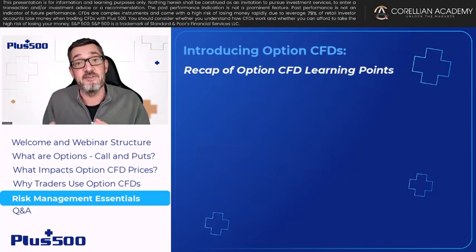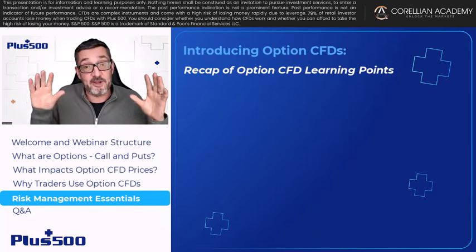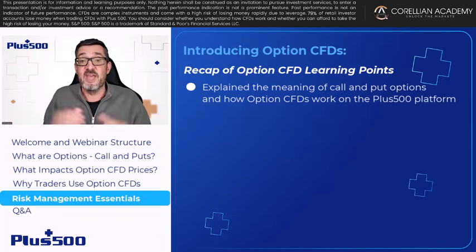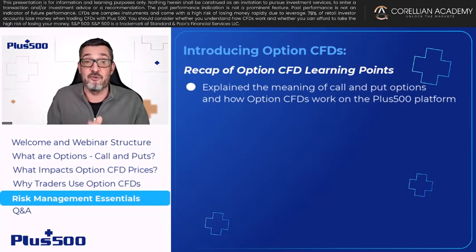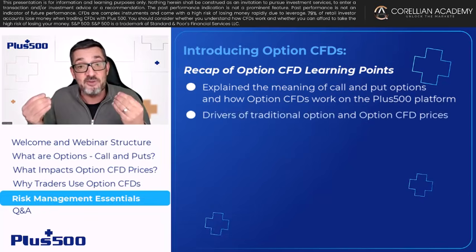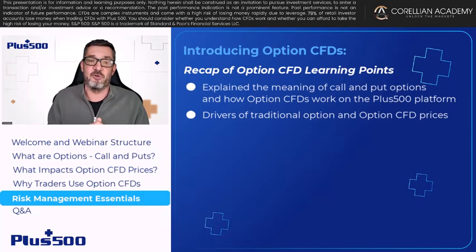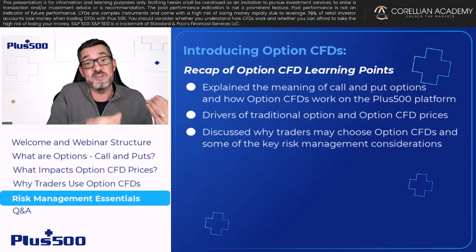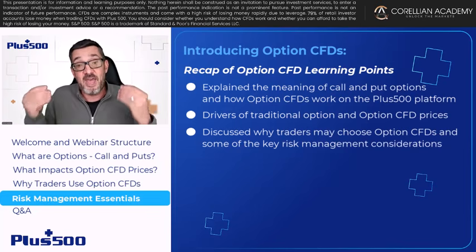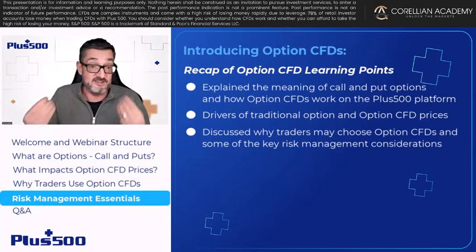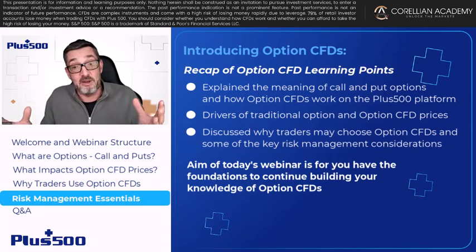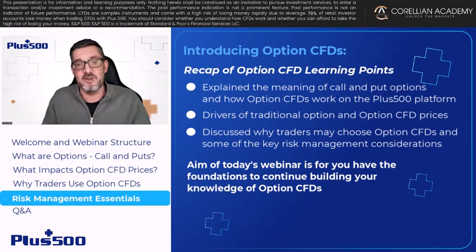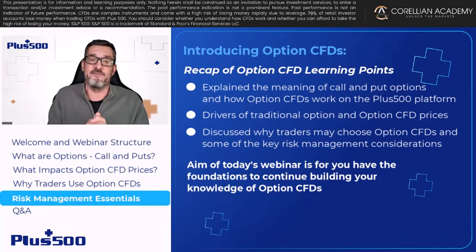Right, that brings me to the end of the presentation. Today, we've broken down the core building blocks of option CFDs, from the everyday meaning of calls and puts to how these products work on the Plus500 platform. And then we've also looked at the key forces that shape an option's price. You've also seen why traders choose option CFDs and the essential risk management principles that help keep those decisions disciplined and sustainable. By stripping away the formulas and focusing on the concepts that matter, hopefully you now have a clearer foundation for exploring this part of the platform with confidence.